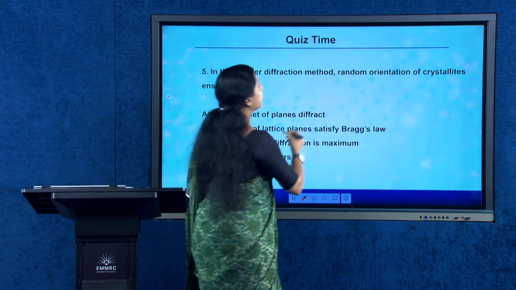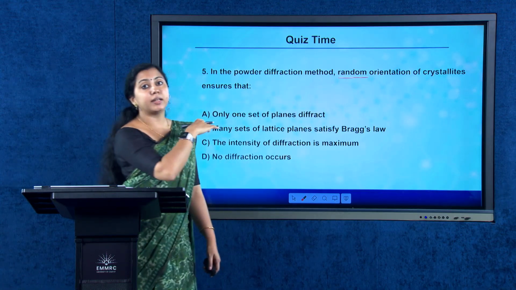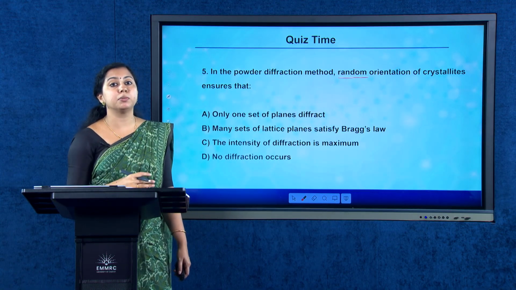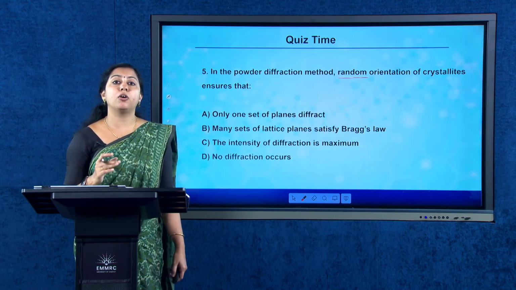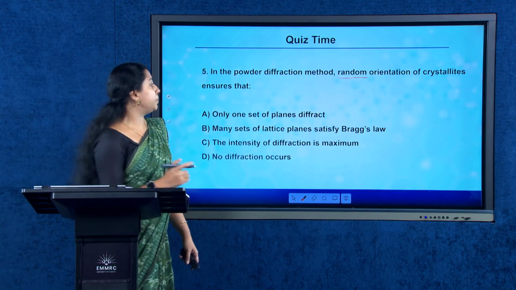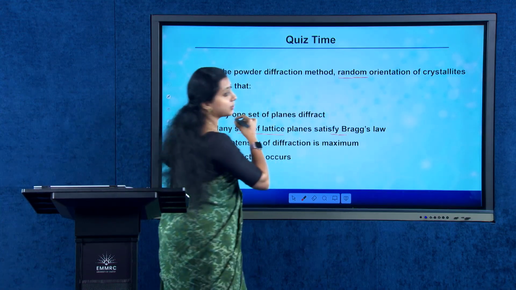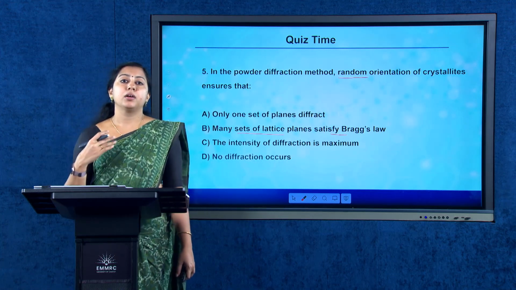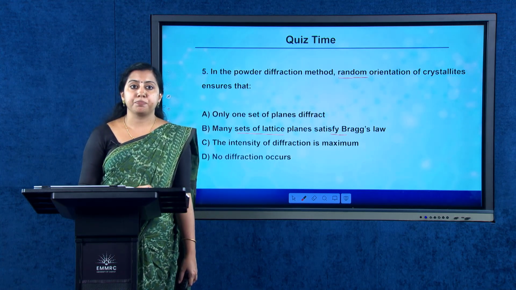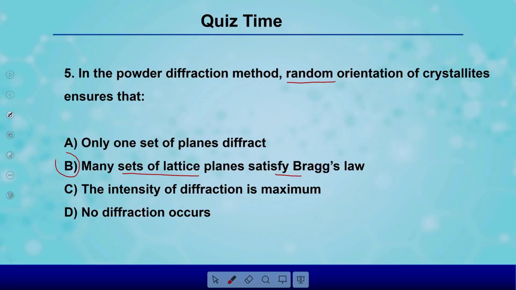So, in this method, the crystallites are randomly oriented in every possible direction. And because of this random orientation of crystallites, there will be many sets of lattice planes that can satisfy the Bragg's law. And hence, there will be reflections from all possible lattice planes. So, the correct option is option B, many sets of lattice planes satisfy Bragg's law.